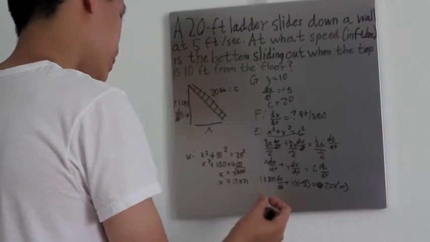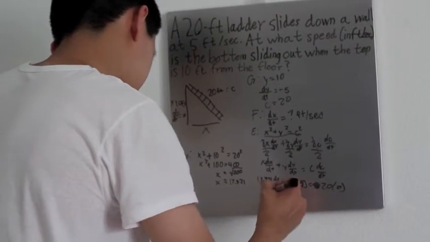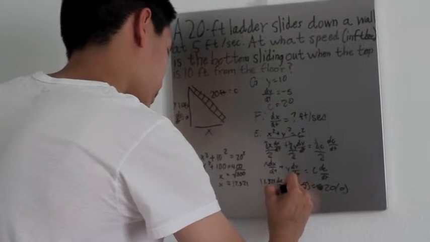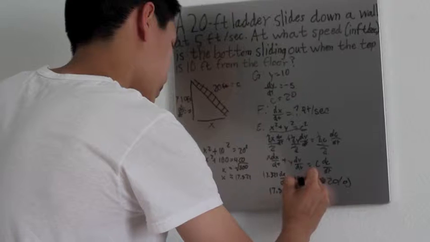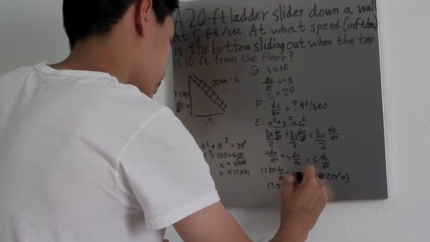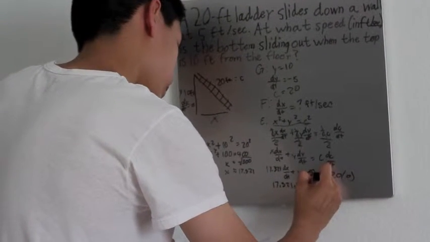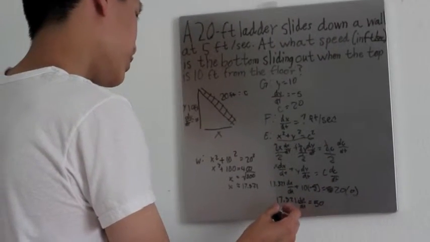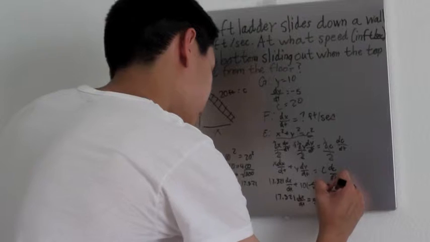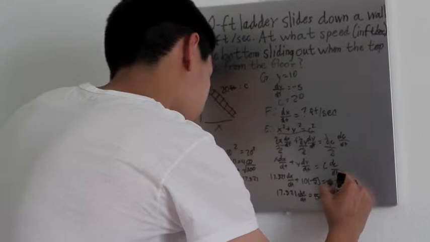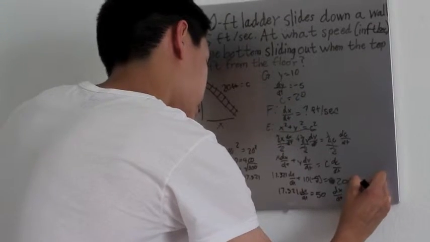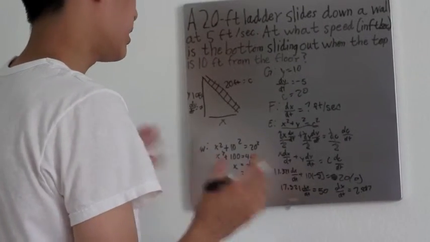And now you solve for dx dt. So you divide the 17.321 over, and dx dt will equal about 2.887, and that's how you solve this problem.